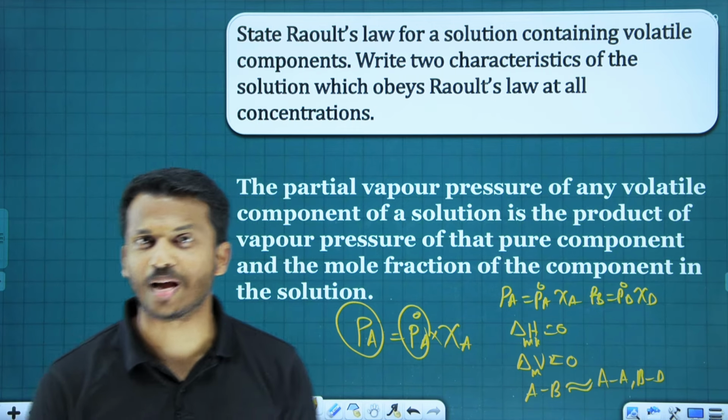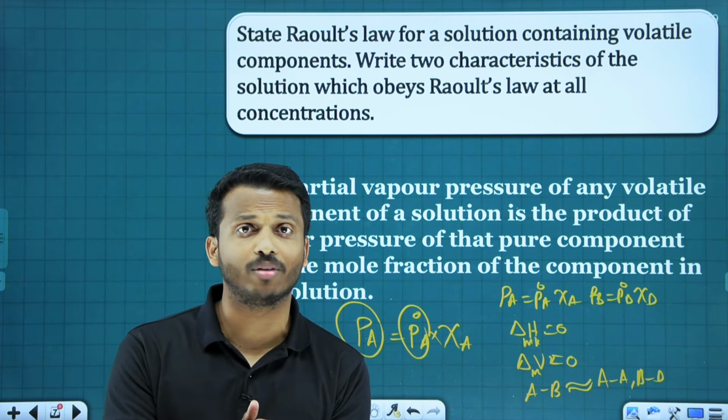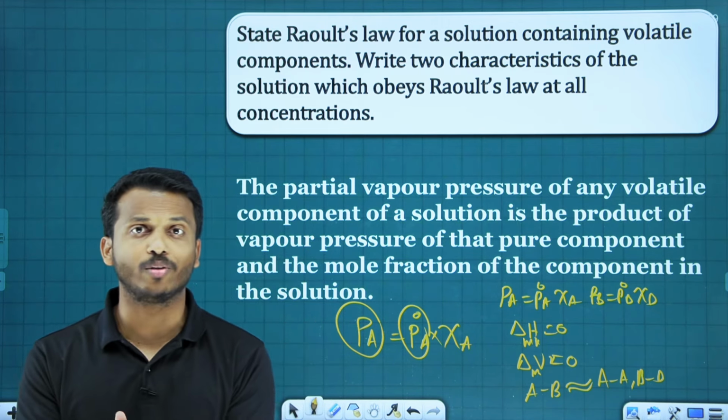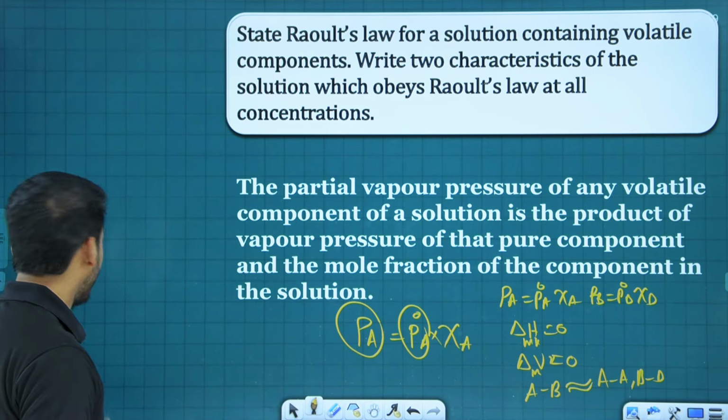Do you remember what examples we studied for the ideal solution? N-hexane with N-heptane, bromoethane with chloroethane, benzene and toluene, like that. Examples can also be written.